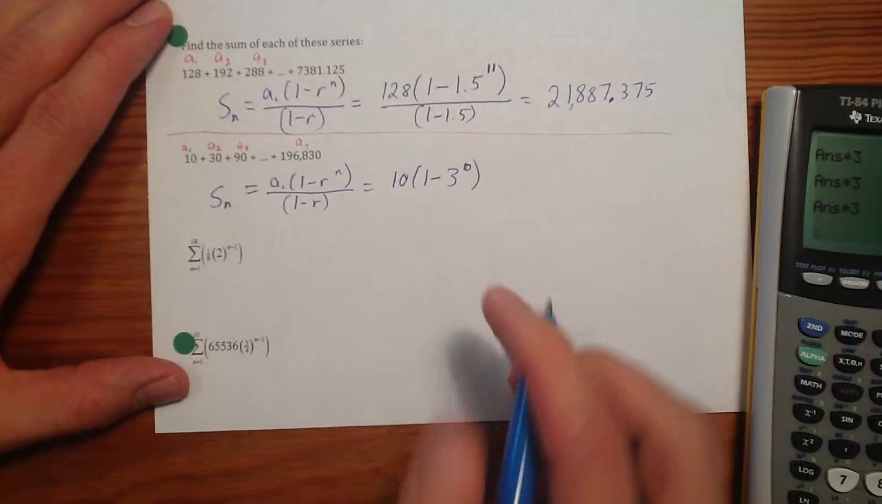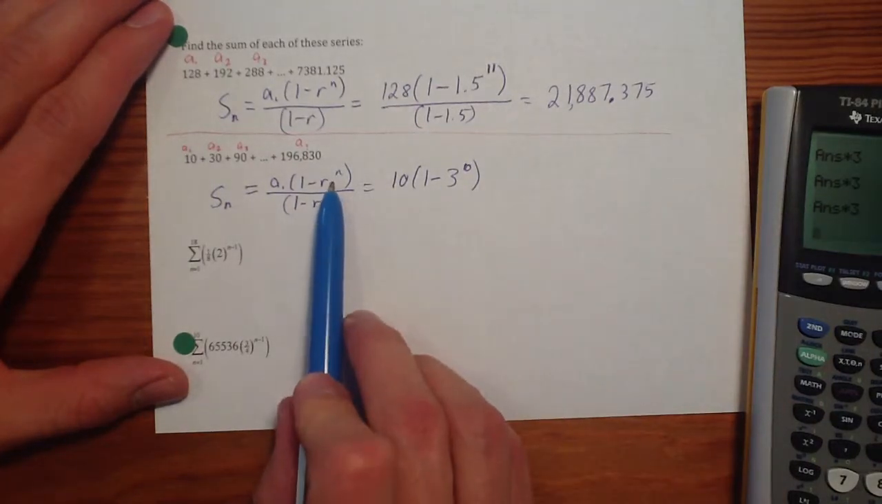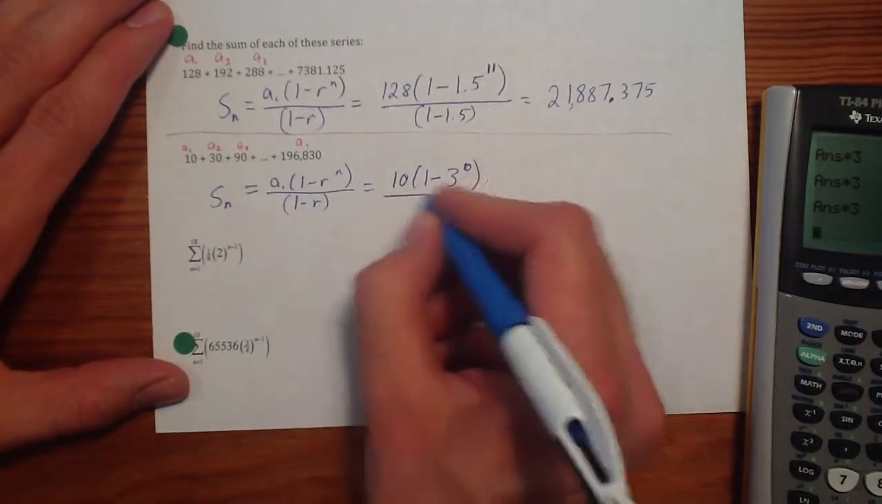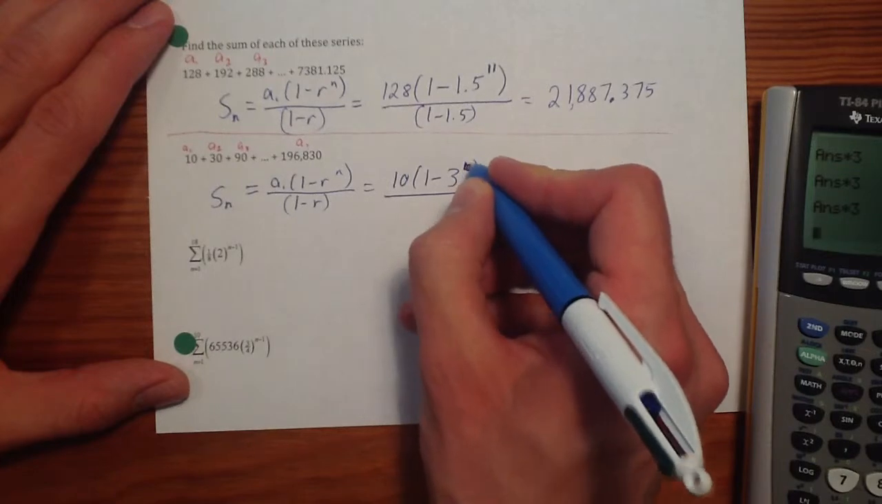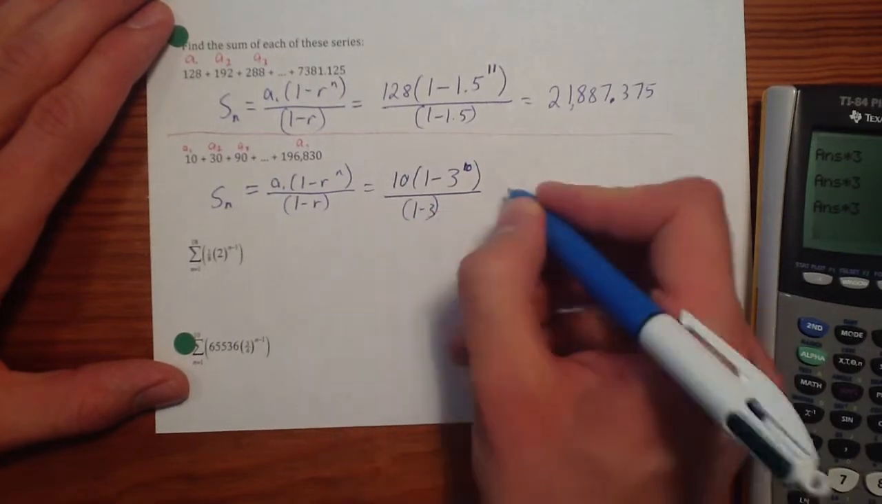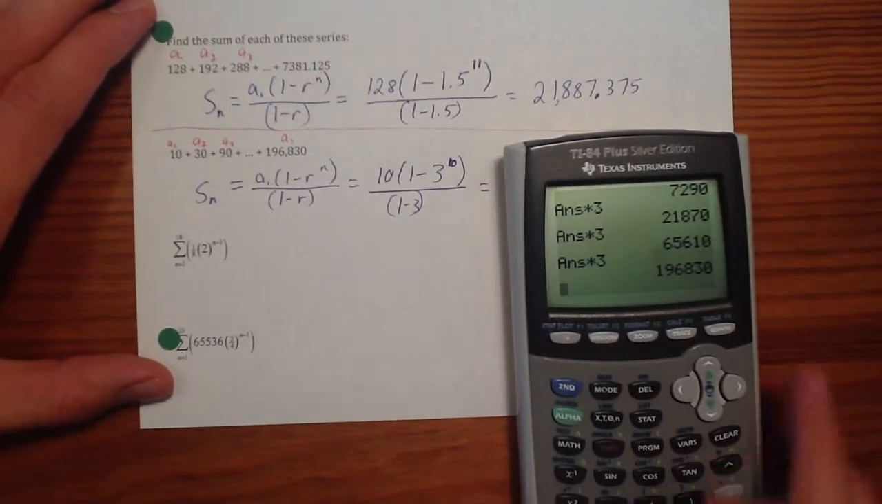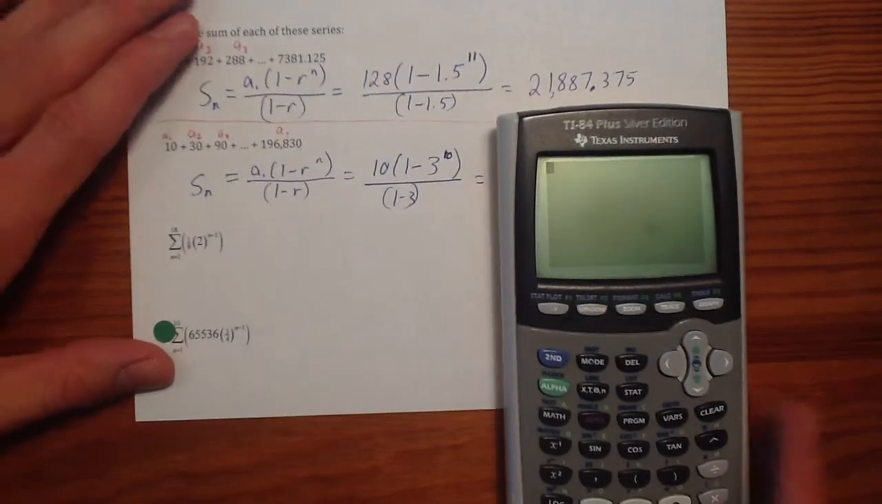That's number 10. Why are we putting it there? Because that's n. We want to know how many terms it is. So that's a 10 right there. That doesn't look like a 10, does it? Well, it's a 10. 1 minus 3 is on the bottom. We're going to type that in.